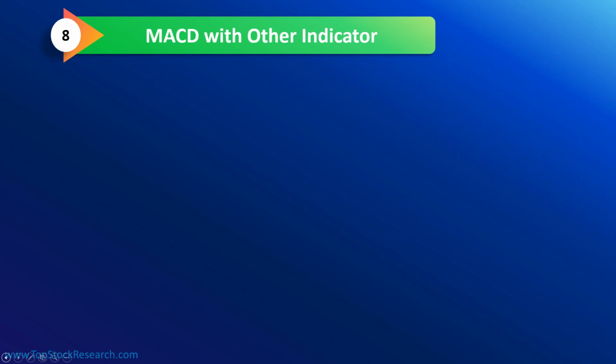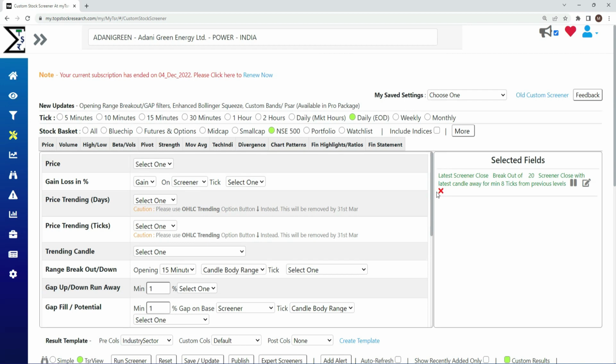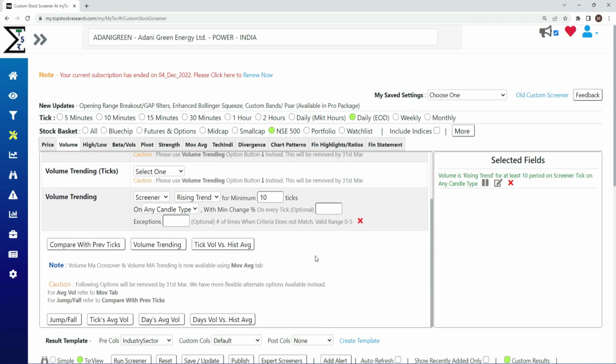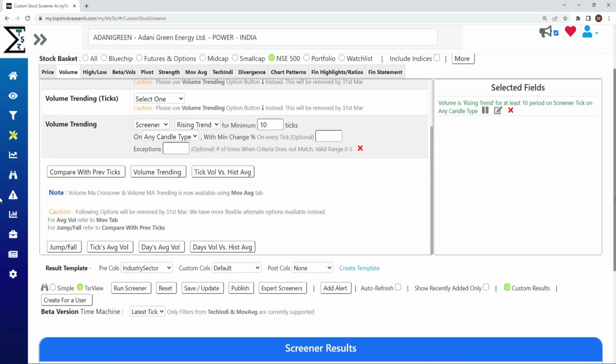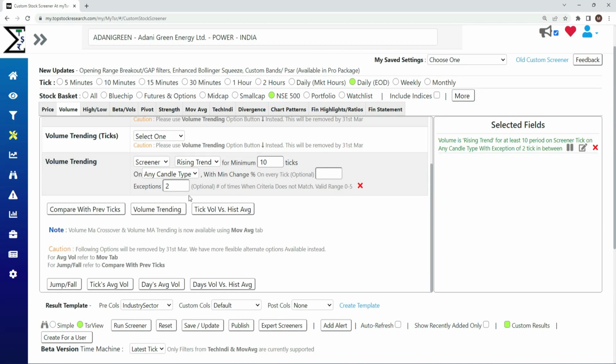Purely from volume standalone, we do have an option where you can see the breakouts. So volume trending: you can look at the volume which is trending for, let's say, the last 10 ticks. Just look at them, and maybe you'll get some stocks where the volume is trending. There was no stock which was trending on NSE 500. So let's give it a few exceptions, maybe a couple of exceptions. Let's see if there are any stocks which are trending in that fashion. So, okay, no.